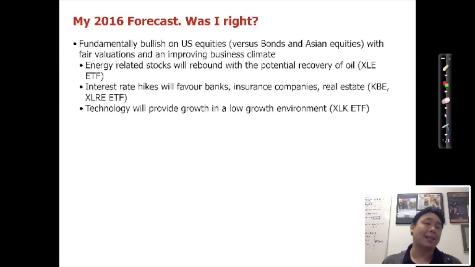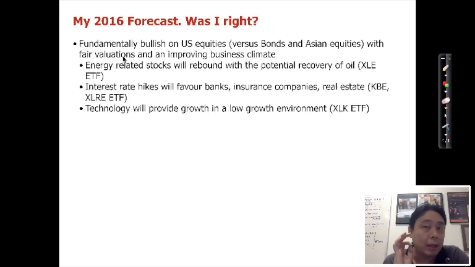The first forecast I made was that the US market would go up. I was really bullish on US equities for two reasons. First of all, at that time, US stocks were fairly valued or even undervalued. And the business climate was improving. We had positive economic data beginning to emerge at that time. So I believed that the US market was going to outperform as compared to Asian equities and as compared to bonds, for example. So that was my first call.